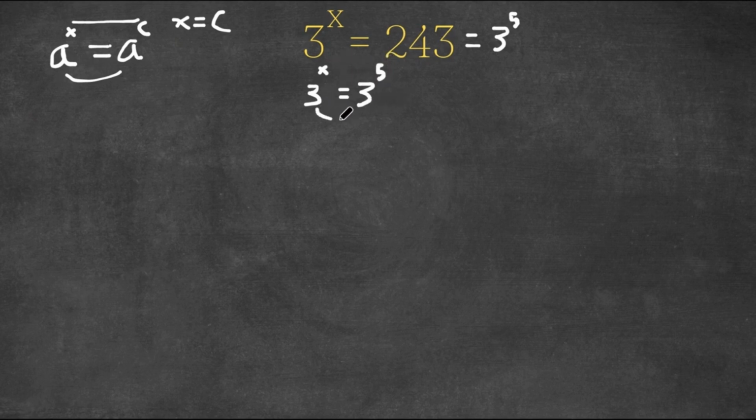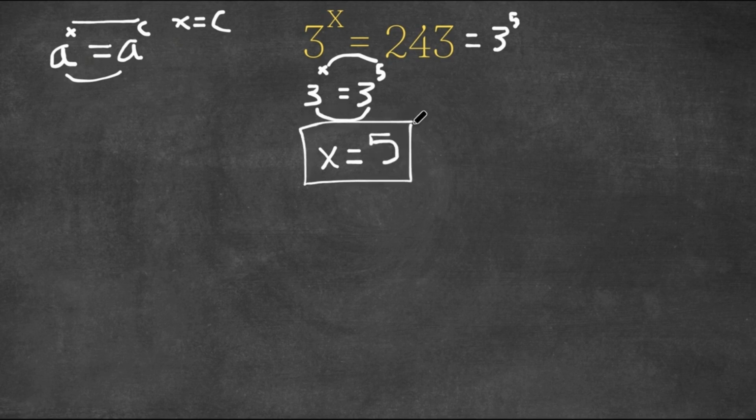Now, our bases are the same, so we know that our exponents here, x and 5, these two are the same as well. So now, we could simply make these two equal each other. So x equals 5. And this is our answer. So it's as simple as that.